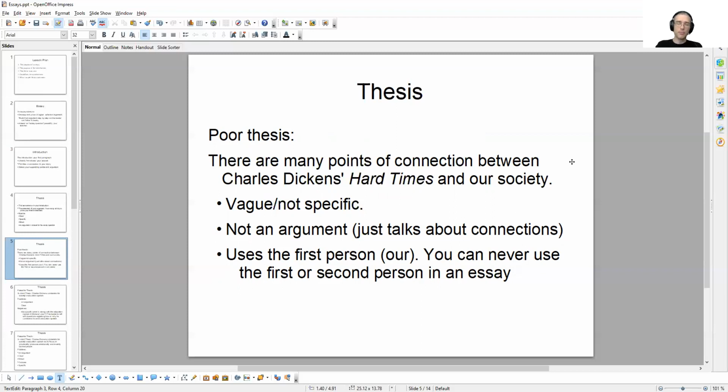And the last major problem with this thesis is that it uses the first person, "our." In an essay, you can never use the first person, I, we, me, our, and you can never use the second person, you. You have to find ways to write around that by saying things like "contemporary society," or "contemporary American or Canadian society." Or instead of saying that we often find this, "people often find," etc.